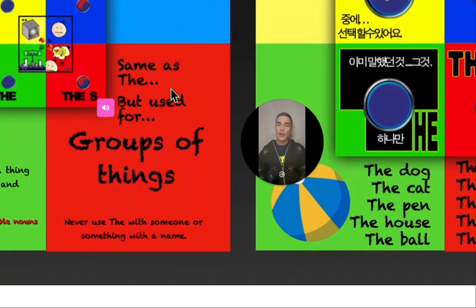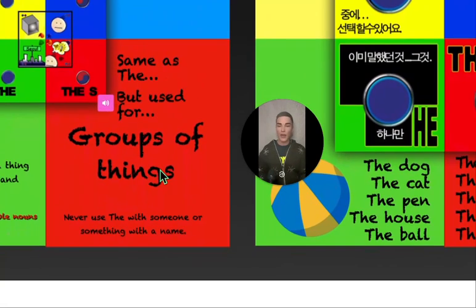So this is the same for the S, is the same as the, but used for groups of things. So the apples at the store are good. Maybe not every apple is good, but the apples at the store, generally speaking, pretty much 95% of the time, 98, 99% of the time, mostly generally, maybe it's 60%, maybe it's 70%, I don't know, but generally speaking, they are, right? The apples. Never use the with someone or something with a name. Yeah, you don't say the John Smith. You say just John Smith.